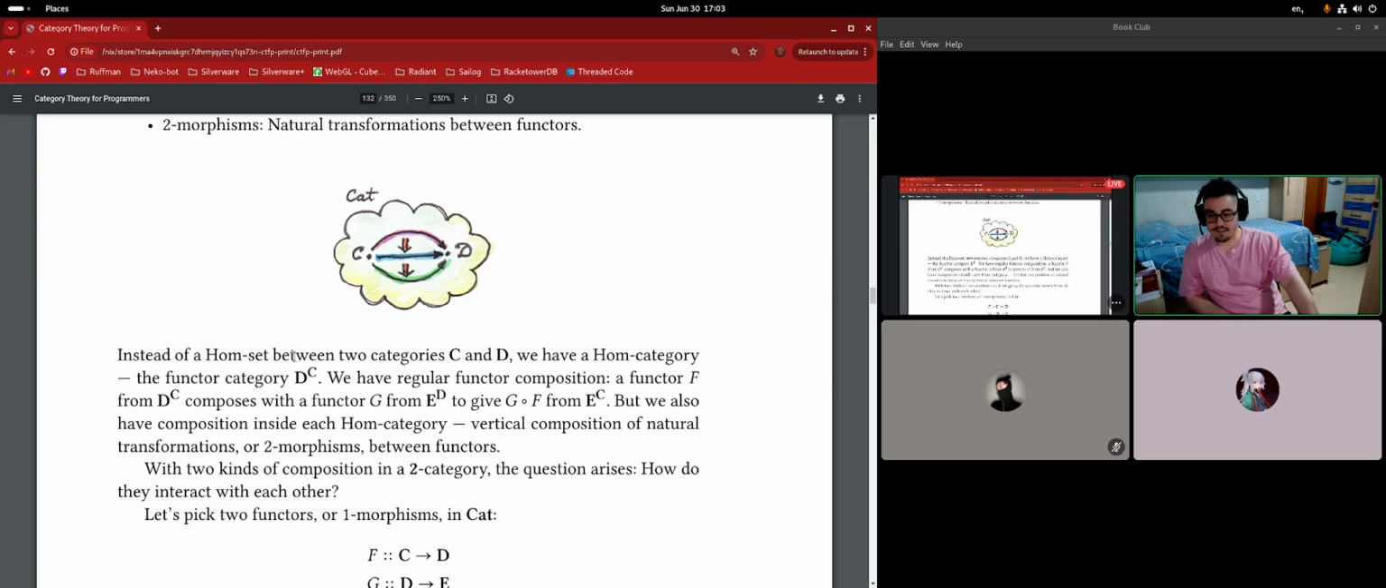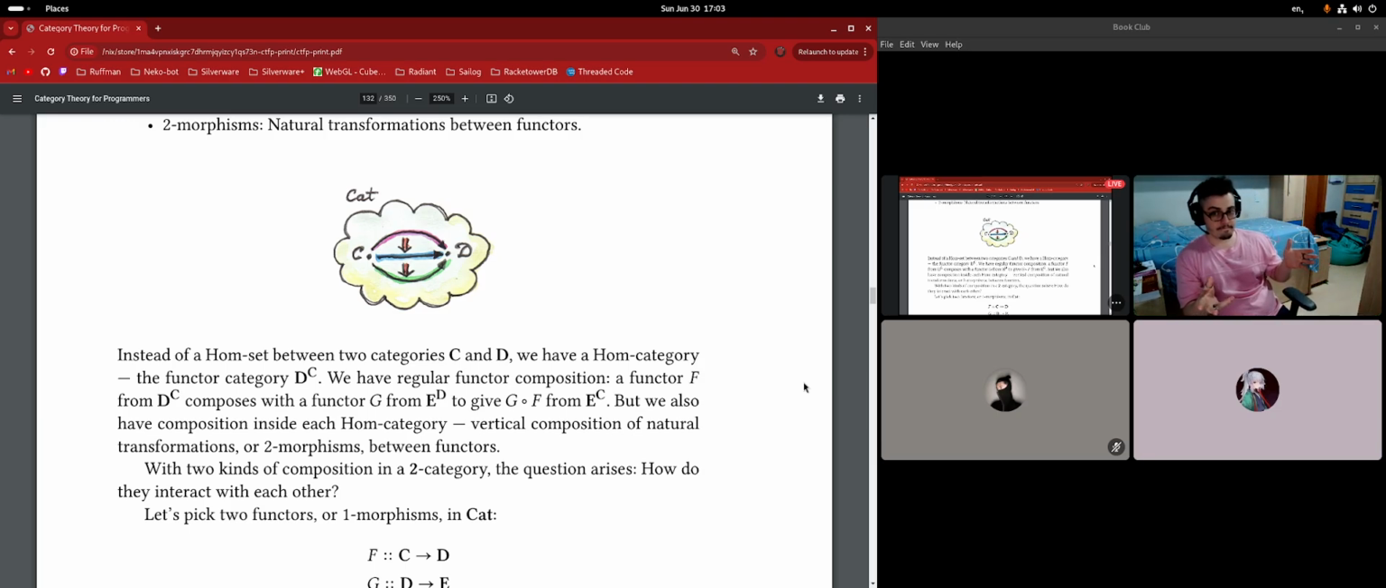So instead of a hom-set between two categories, we have a hom-category, the functor category D^C. We have regular functor composition, which is a functor F from D^C composed with a functor G in E^D, and you can go from C to E. But you also have the composition inside each hom-category, vertical composition of natural transformations or 2-morphisms between functors. So when you compose natural transformations, this is called vertical composition.